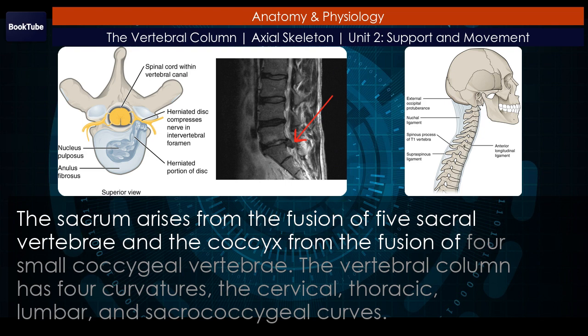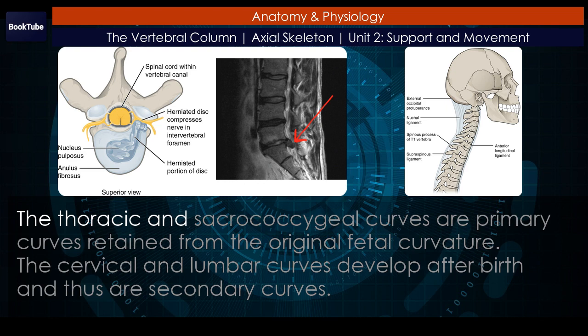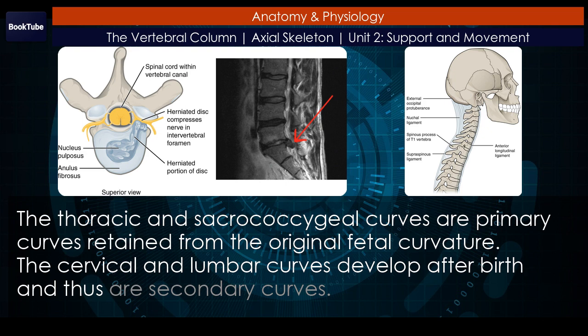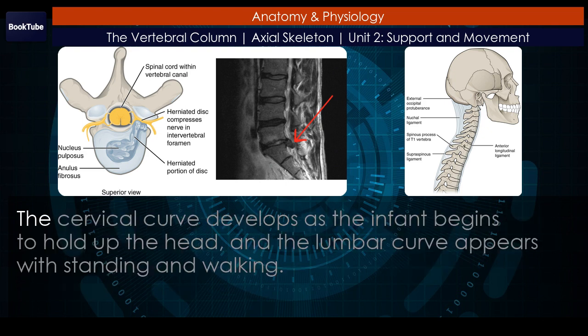The vertebral column has 4 curvatures: the cervical, thoracic, lumbar, and sacrococcygeal curves. The thoracic and sacrococcygeal curves are primary curves retained from the original fetal curvature. The cervical and lumbar curves develop after birth and thus are secondary curves. The cervical curve develops as the infant begins to hold up the head, and the lumbar curve appears with standing and walking.